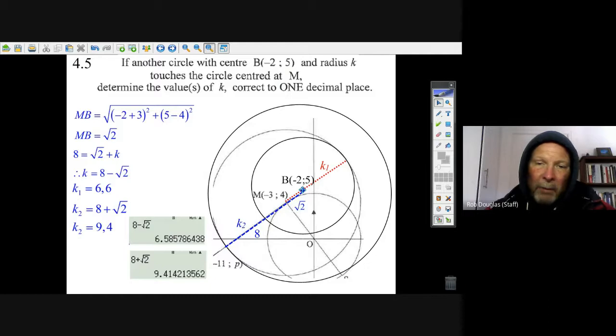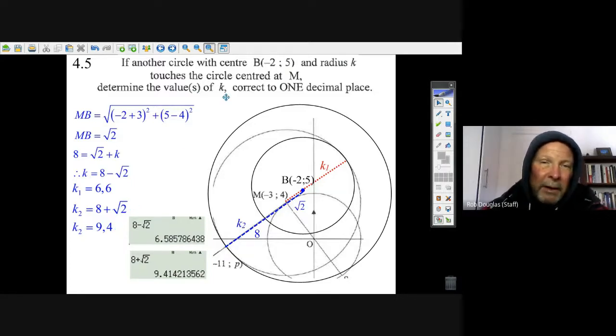But look, what about this one where we're making it bigger? Well, there's 8 plus the √2. That's 9.4 units. So there's two circles. There's a big circle out here that, if you made that circle, it would touch just once. It would touch the circle that's centered at M. And the little circle, if we go out here, touches the circle centered at M over here. One is going to be 8 minus the √2 part here, and the other one's going to be 8 plus the √2 part.